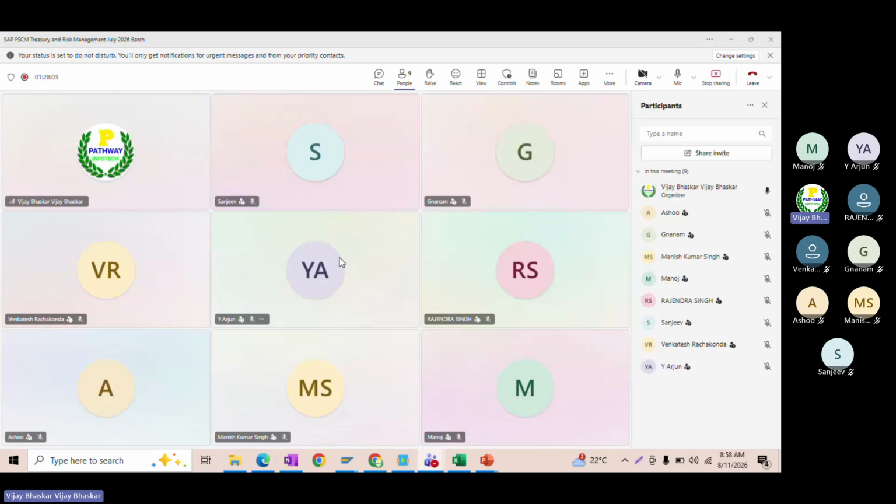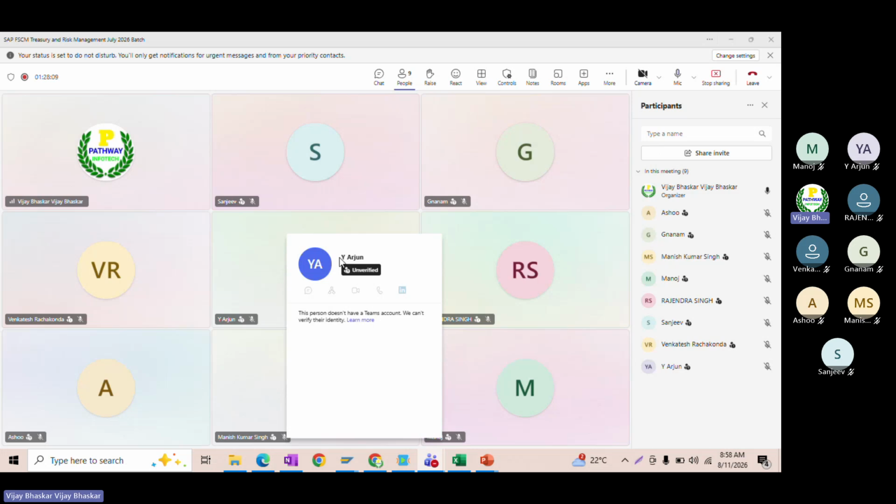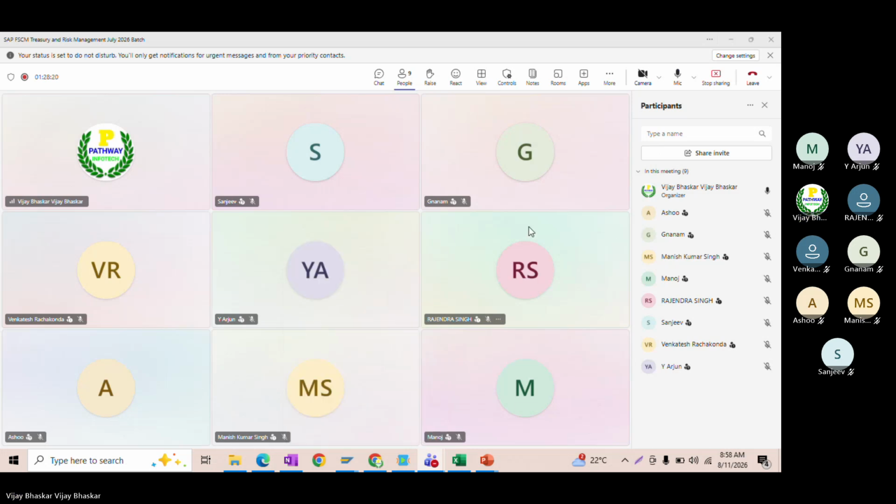Tomorrow onwards, I'm going to start the basic configuration from the beginning of cash management, from the application component and OSS note. Then after that, we can see the further steps. Any question on this? If there are any questions, please let me know.